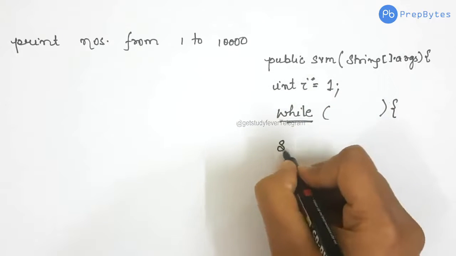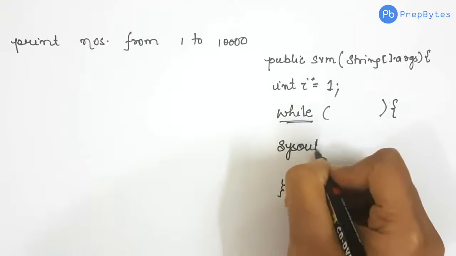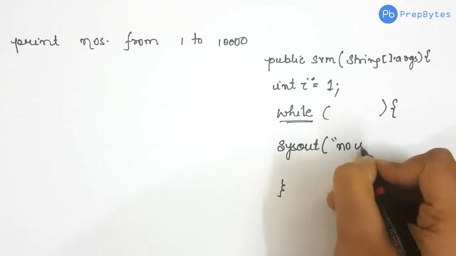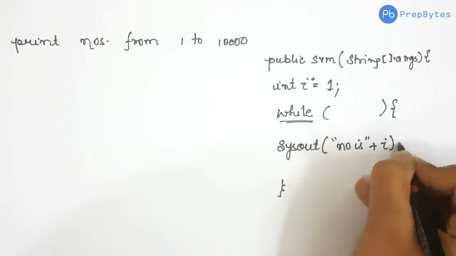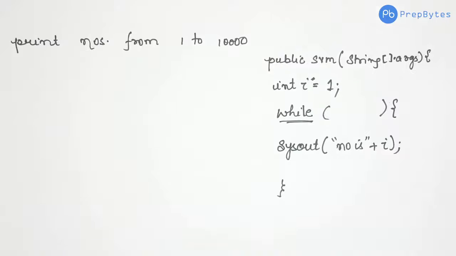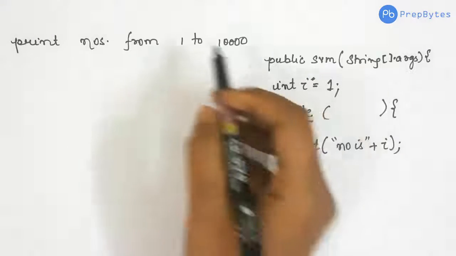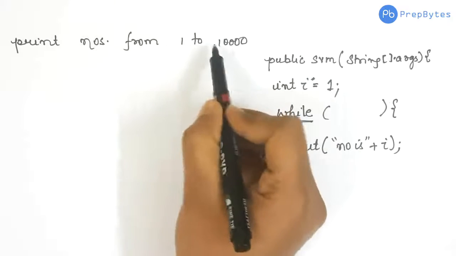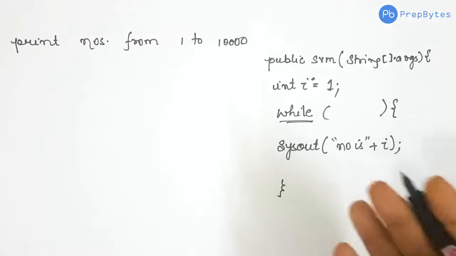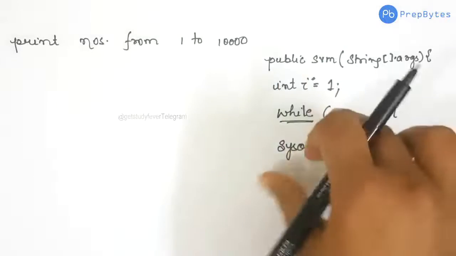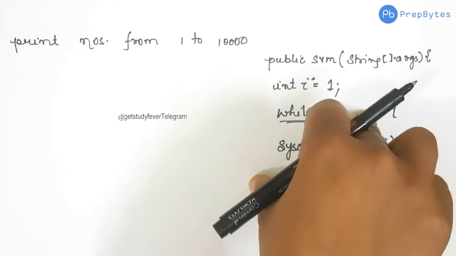So I will simply do sysout, number is, let's say I do i. Now you must be thinking: how will i get incremented, or for that matter, how using just one variable i will I print all the numbers from 1 to 10,000, and how do we know that this will run only till 10,000?